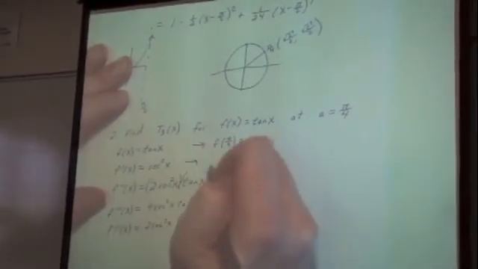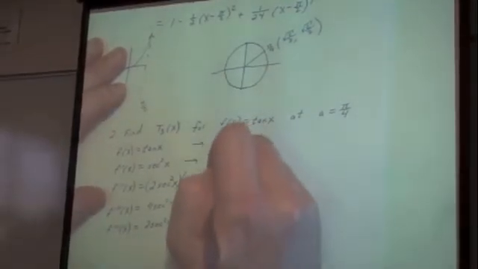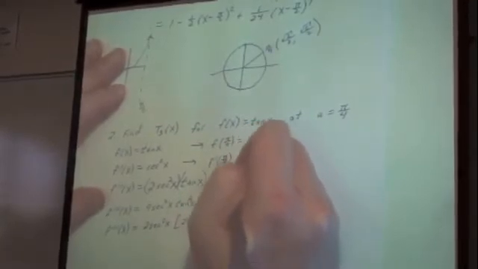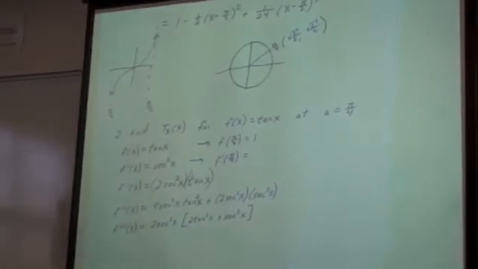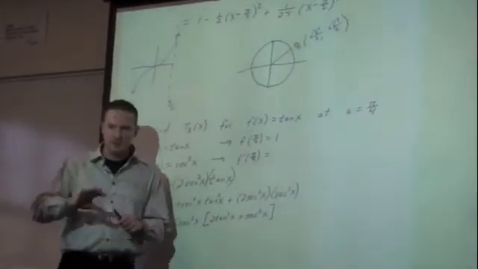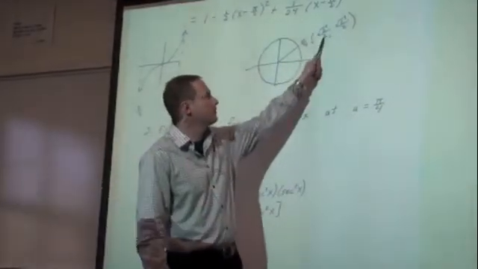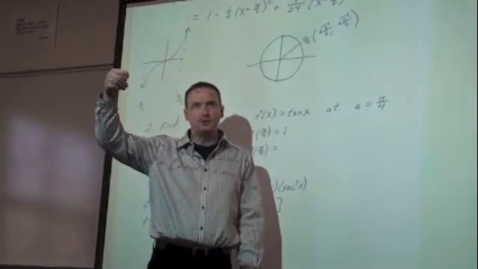The next one here, f prime, is equal to the secant squared x. So now f prime of pi over 4, think about this with me. Secant of x, I know secant's the reciprocal of the cosine. If I said take the reciprocal of cosine for me, you'd say it's 2 divided by the root of 2.